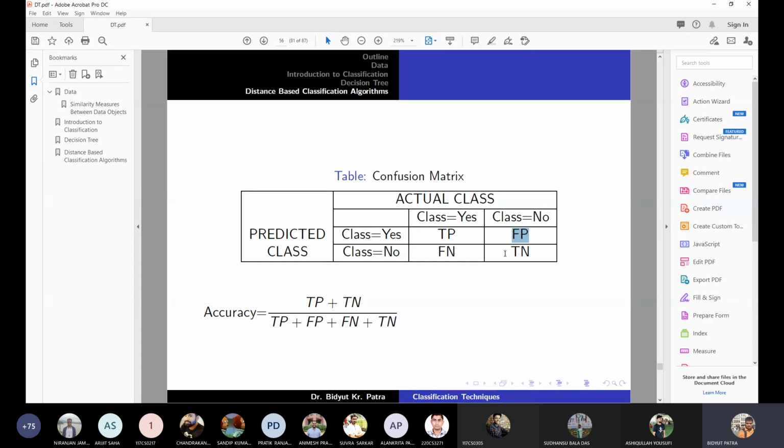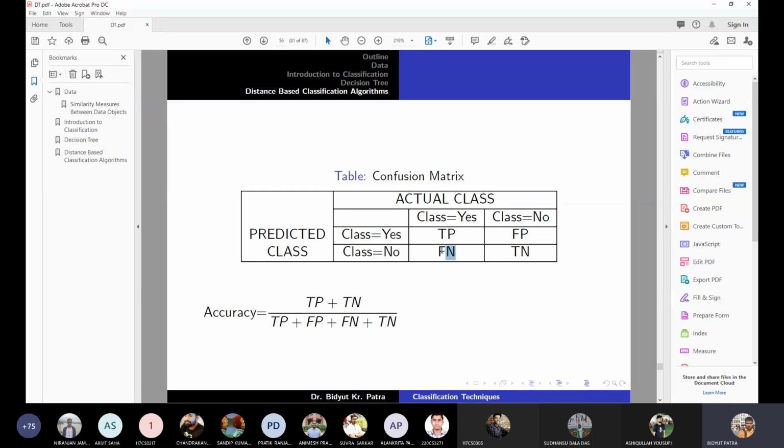So out of that, TN is the number of true negative class. Therefore this will be the false one, that is called false negative. It is incorrectly predicted as a negative class, which is actually the positive class.